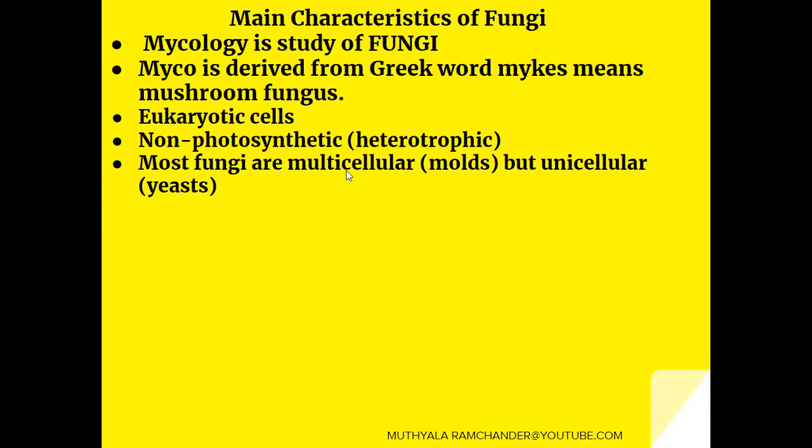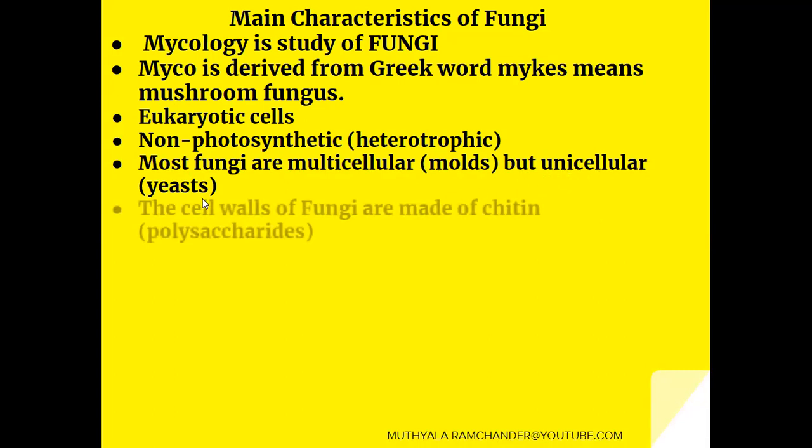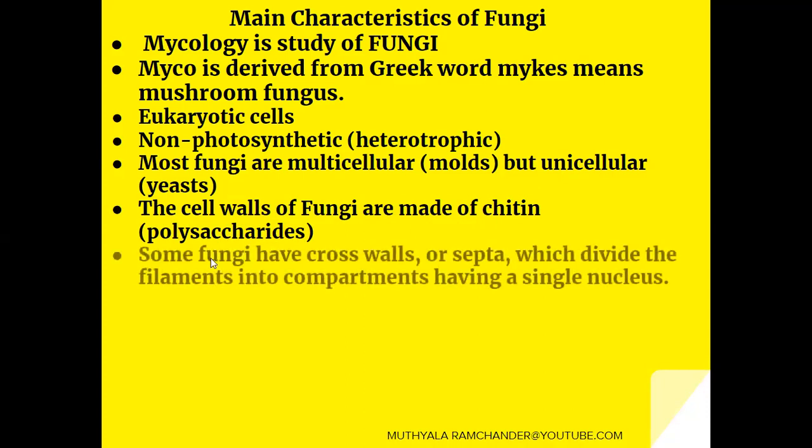Most fungi are multicellular, called molds. Some are unicellular, called yeast. The fungal body made of many cells is called multicellular fungi. Some fungal bodies are made of only a single cell, called unicellular organisms. The cell walls of fungi are made of chitin. Chitin is one type of polysaccharide.